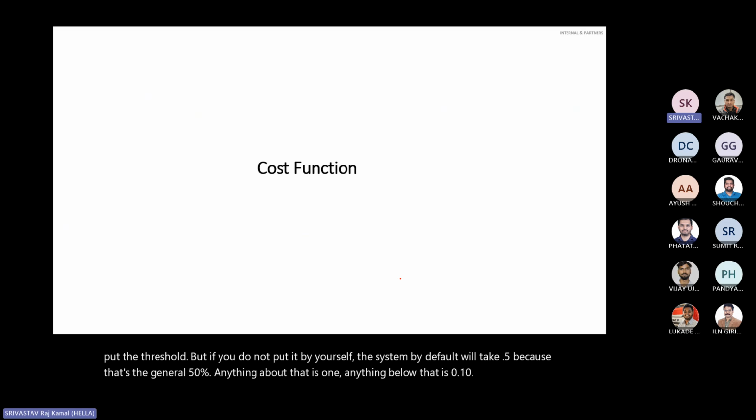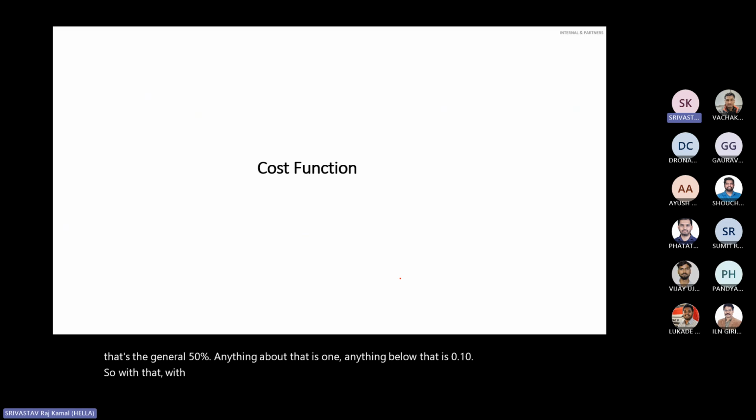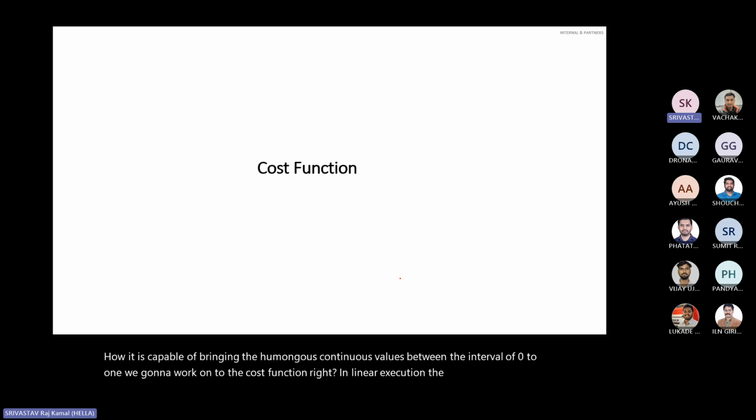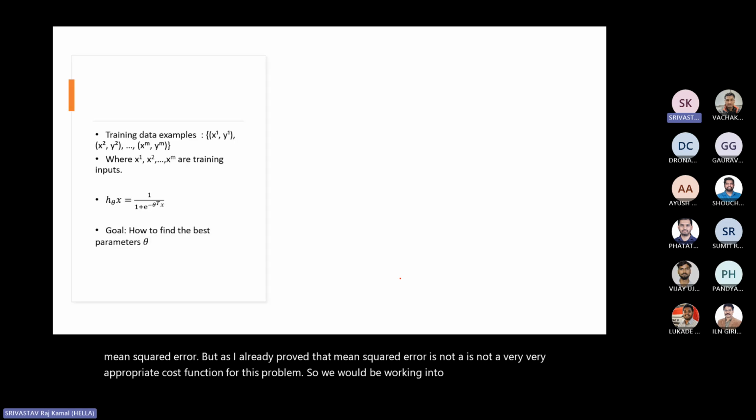So with the understanding of the sigmoid function, how it is capable of bringing humongous continuous values into the interval of 0 to 1, we're going to work on the cost function, right? In linear regression, the cost function was mean squared error. But as I already showed, mean squared error is not an appropriate cost function for this problem. So we will be finding the cost function here.